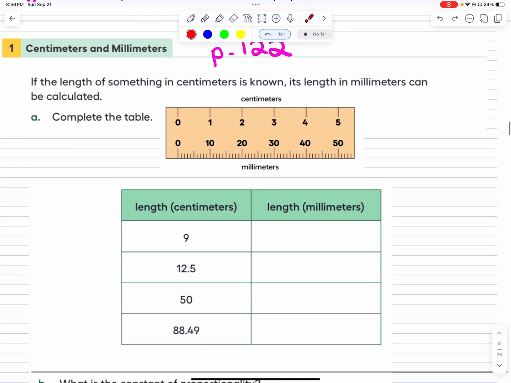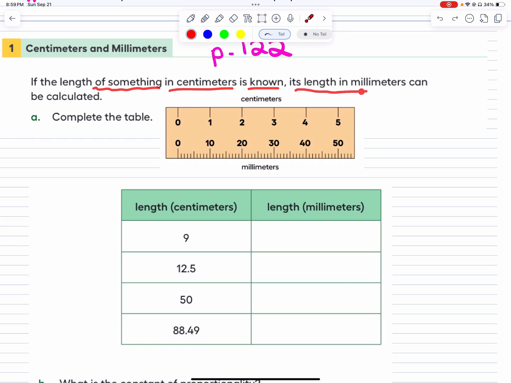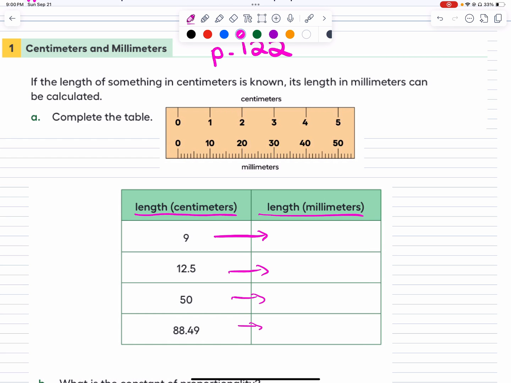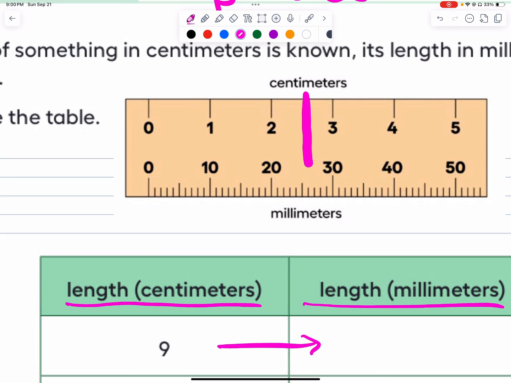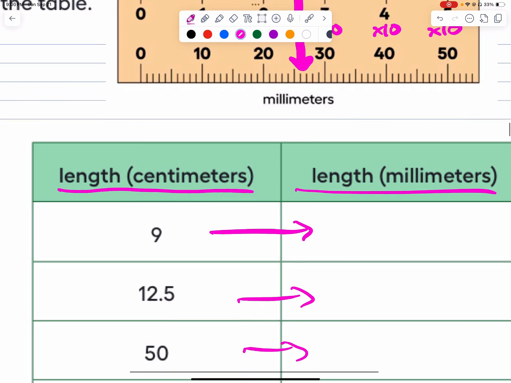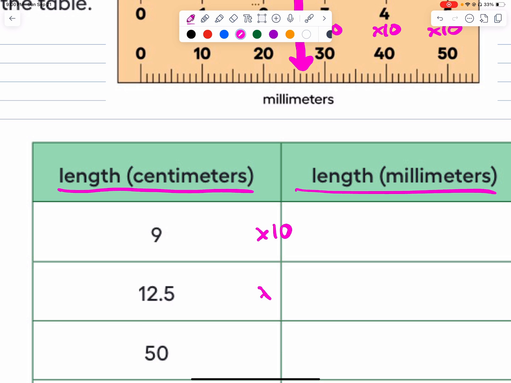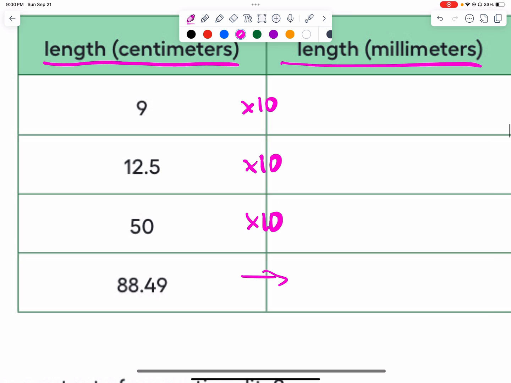Okay, so let's look at number one on page 122. If the length of something in centimeters is known, its length in millimeters can be calculated. I put the ruler here just to help you guys out. We mentioned before that we have centimeters and millimeters. We're going from centimeters to millimeters. And as you can see, if we are going from centimeters to millimeters, we are multiplying by 10 times 10 times 10 times 10. So that means that on our table, you're going to be multiplying by 10 because that is your constant of proportionality.